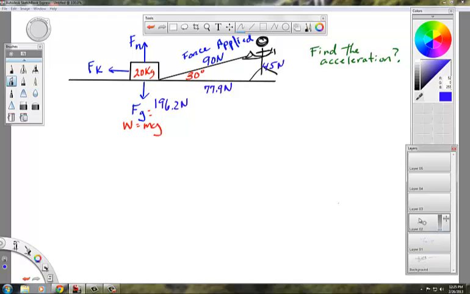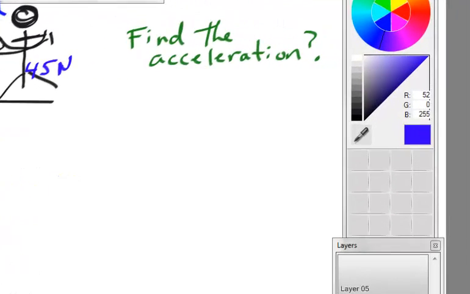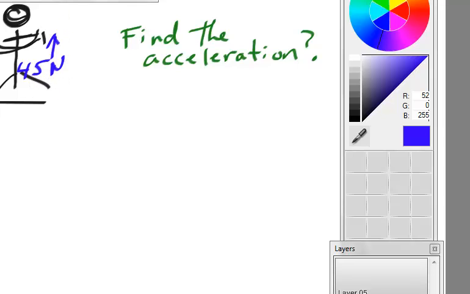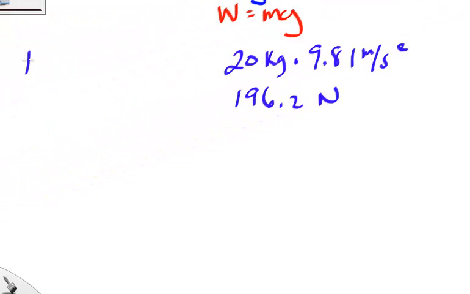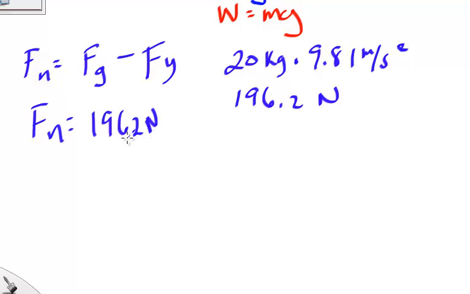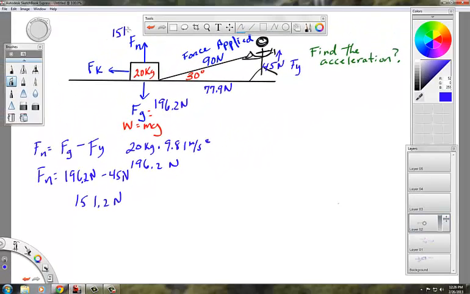The next thing I want to do is find this normal force. And remember, the normal force is the difference between the weight and any forces applied upwards to it. We happen to have one right here: 45 newtons going up, 196 going down. So the normal force, Fn, is simply the force of gravity, or the weight, minus the Fy force that we found earlier. So, normal force equals 196.2 newtons minus 45 newtons. And when you do all that, that's 151.2 newtons.